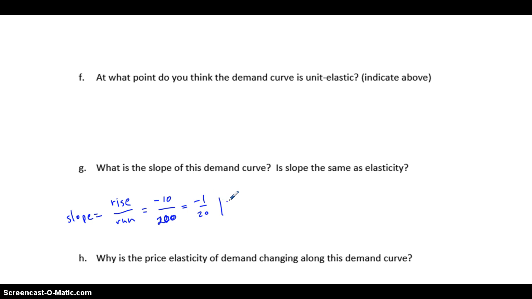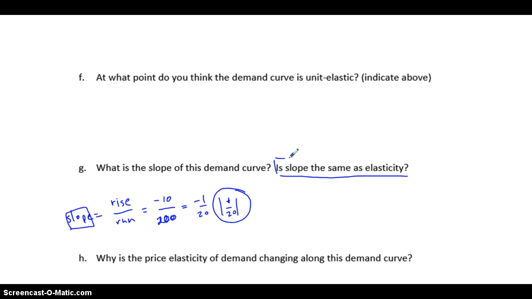If we're thinking about absolute value here, we would say maybe the slope is 1/20th, because what I'm asking you is, is slope the same thing as elasticity? And clearly the answer is no. The slope of a linear demand curve is constant, right? It's this constant number. And elasticity, we saw, is changing across the curve, and it takes all different values, and the numbers that we came up with resemble nothing like 1/20th.